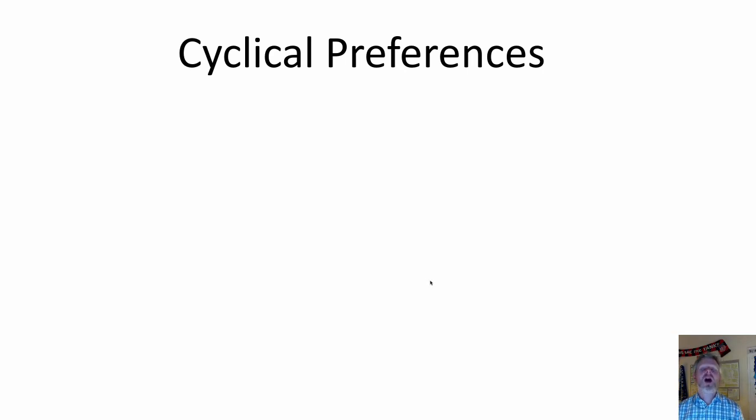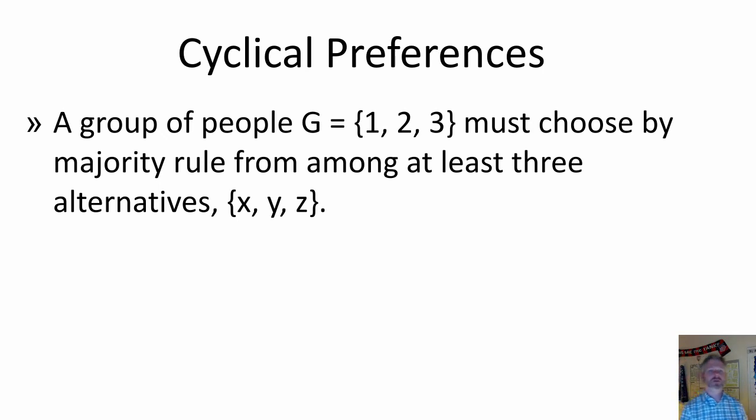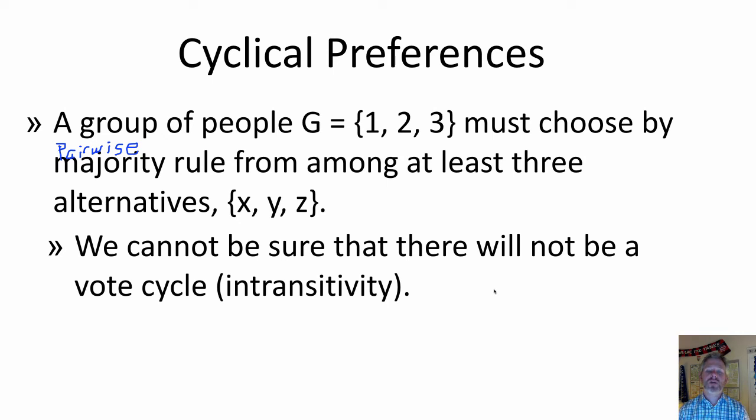So Condorcet vote cycles are an example of cyclical preferences. We have a group, G, of at least 3 people, 1, 2, and 3. They must choose by majority rule from among at least 3 alternatives. They choose by pairwise majority rule, meaning you look at only 2 things at a time and take a majority rule vote. We cannot be sure there will not be a vote cycle. That is the Condorcet paradox.